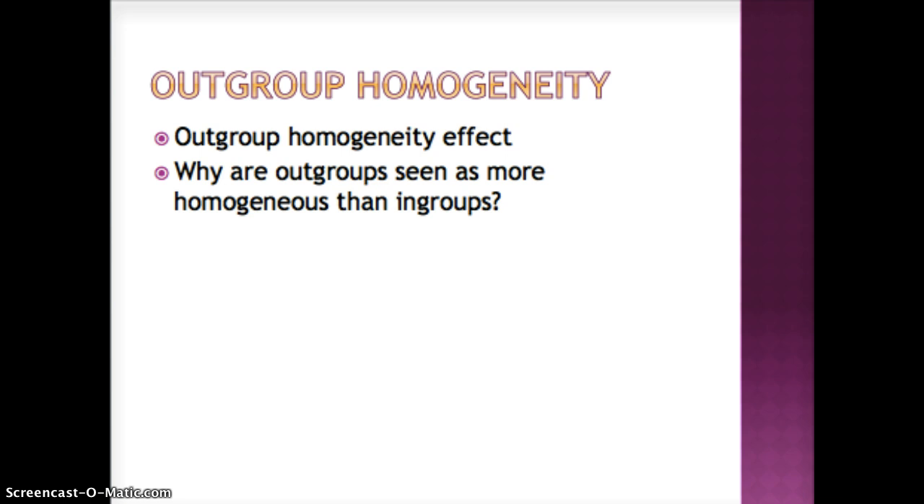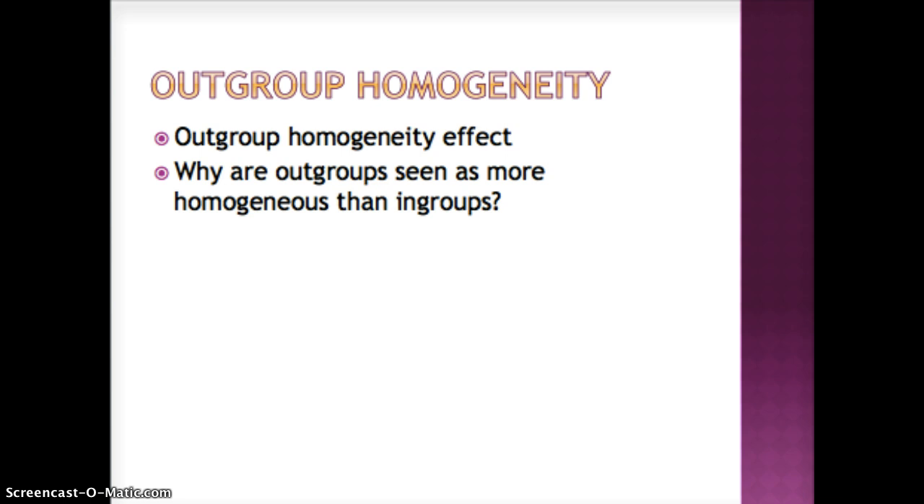When we think about this, think about your own circle of friends. When you have members in your circle of friends, you tend to recognize the differences between your friends. Each of your friends likes different things, they have different hobbies, etc. But when you think about people who might be in another group, you see them as inherently more alike than the friends in your group.